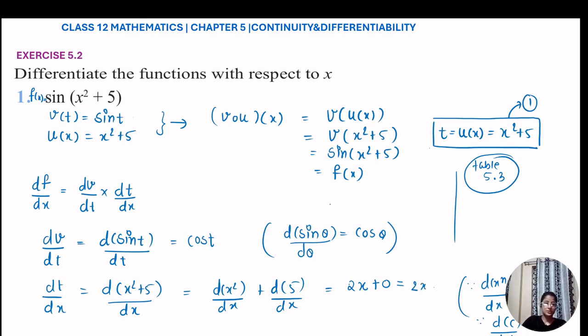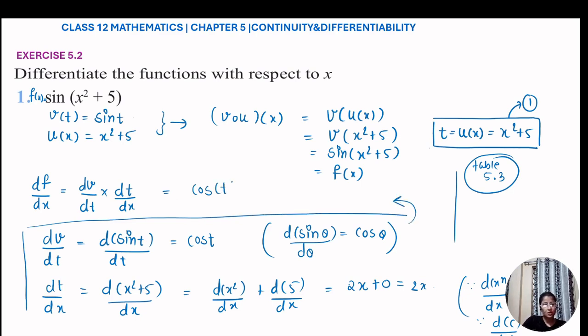Now put these values here. So our dv by dx is nothing but cos t. As we want to find this, I am just putting the things in our required part. So this will be cos t into 2x. Now put the value of t. The value of t is x square plus phi, multiplied by 2x. So this is our differentiation of the function, right?